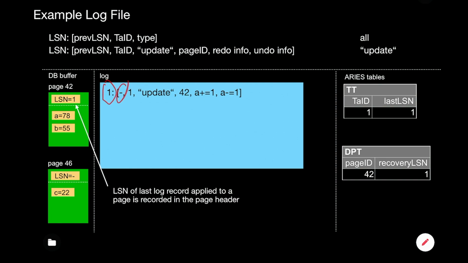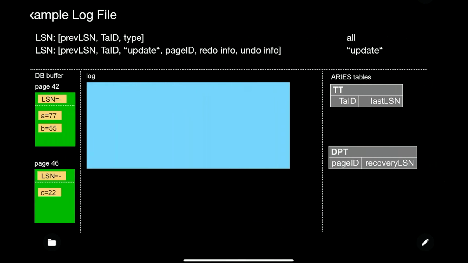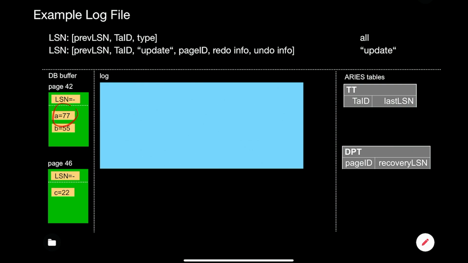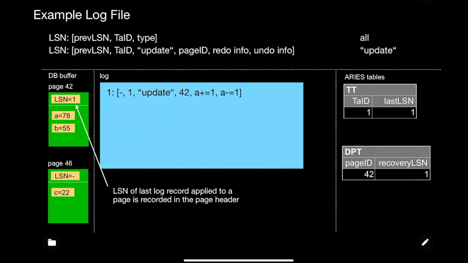It has no previous entry. It's transaction 1. It's an update record. It's affecting page 42. It's increasing A by 1. The undo operation is decreasing A by 1. So basically, when you look at the page, previously it was 77. Now it's increased to 78.